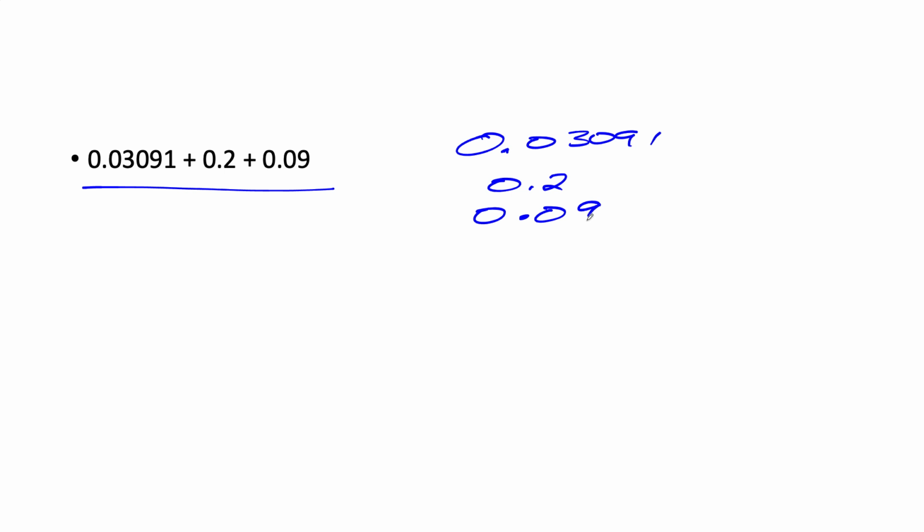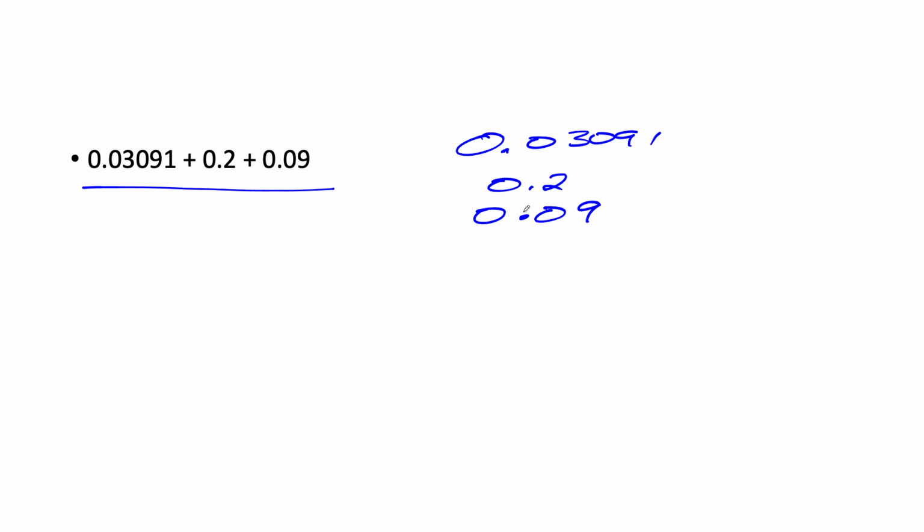Alright, first one, addition. How do you figure out the number of significant figures when we do an addition? You're going to get these problems vertical, and it's going to look like this: 0.03091 plus 0.2 plus 0.09. Do me a favor, put them in vertical. 0.03091, then 0.2, and then 0.09. Try and keep them in the same order at least.